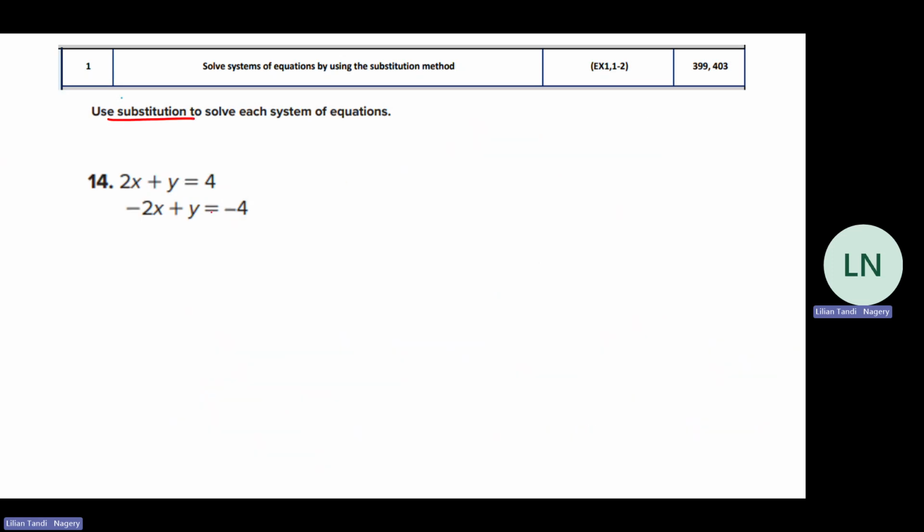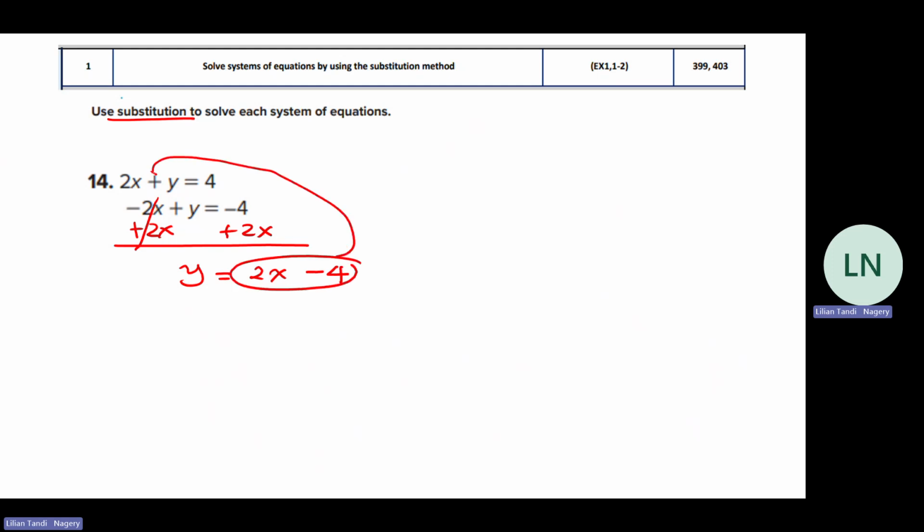Okay, we are still using substitution. I will change the second equation. Plus 2x, plus 2x. Then I will get y equals 2x minus 4. I will take this to here. So I will have 2x plus (2x minus 4) equals 4. There's no number here, I will put 1.